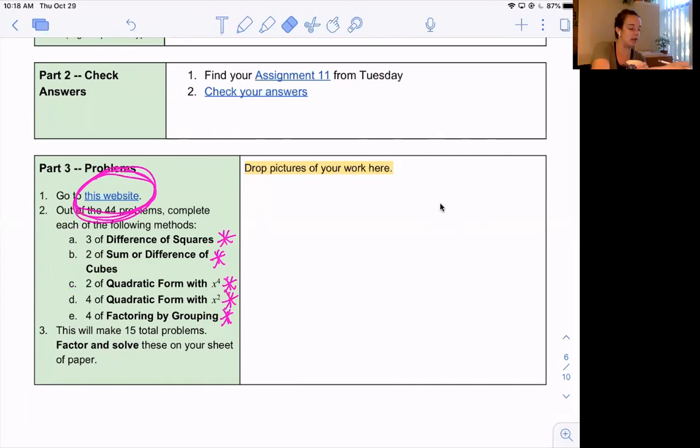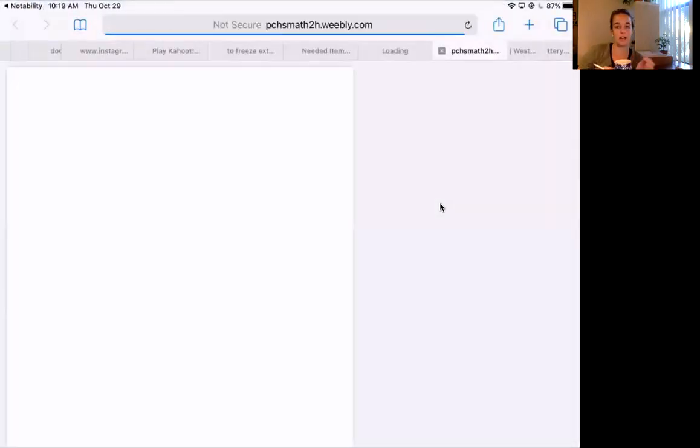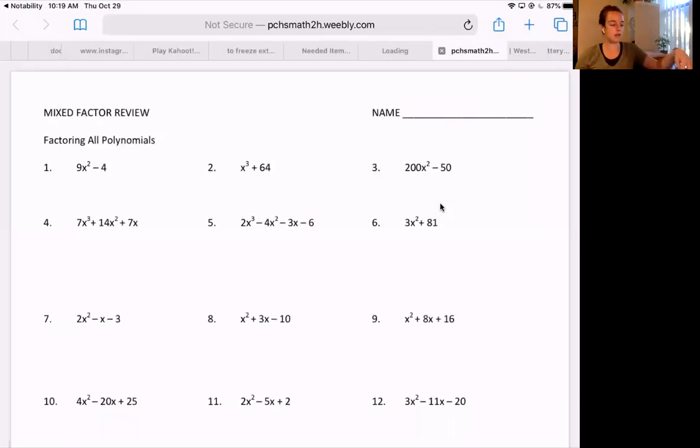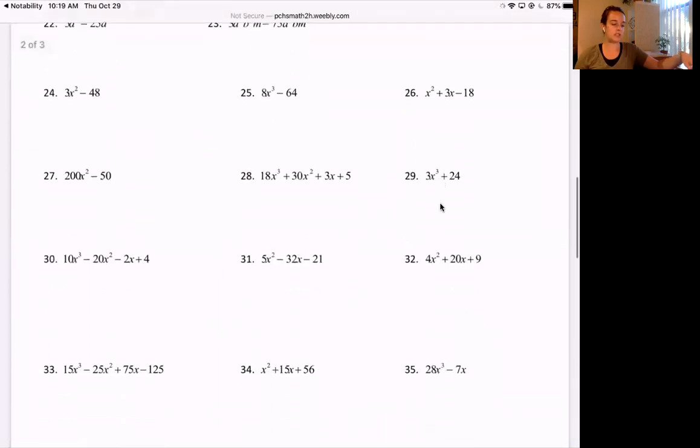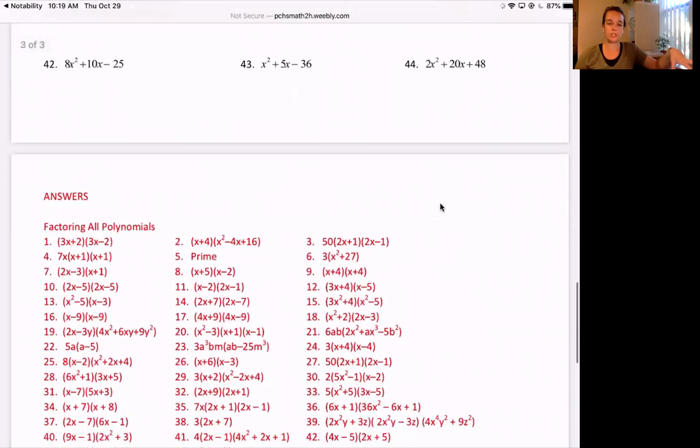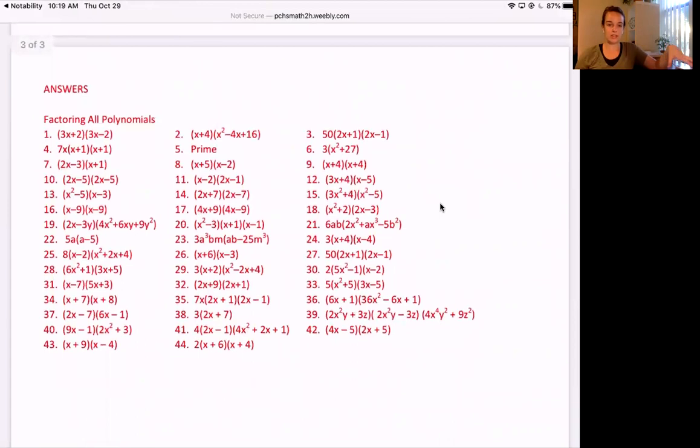I'm not asking you to do all 44, but there are 44 problems here. And you will also see the factored version in the answer key. So I don't think that you want to jump straight there, because that would probably not be so good for your learning. But if you want to check that you factored it correctly, the factored version is here.